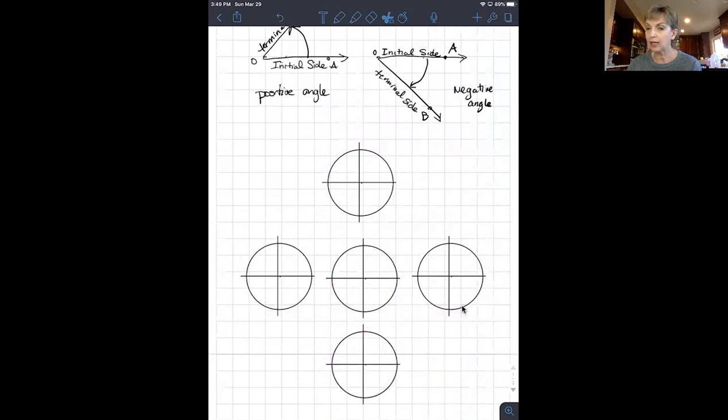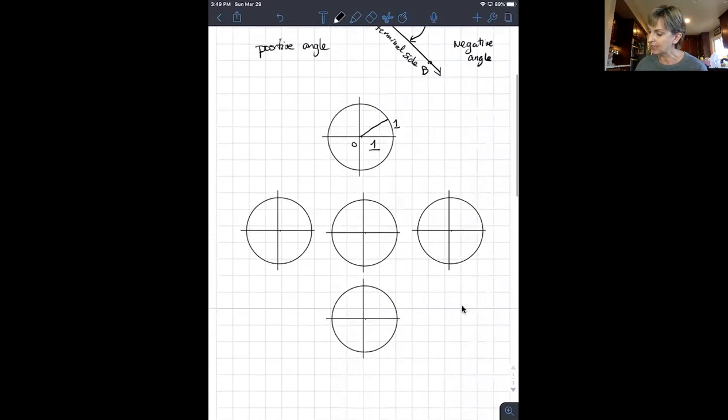Okay, so the first thing is a degree. We've been working with it for a long time. We know it's 1/360th of a circle. A radian is a little bit different. 1 radian is, if we're in a unit circle, and a unit circle means that I have a circle with a radius of 1, 1 radian would be about this big, and I'll explain why in just a minute.